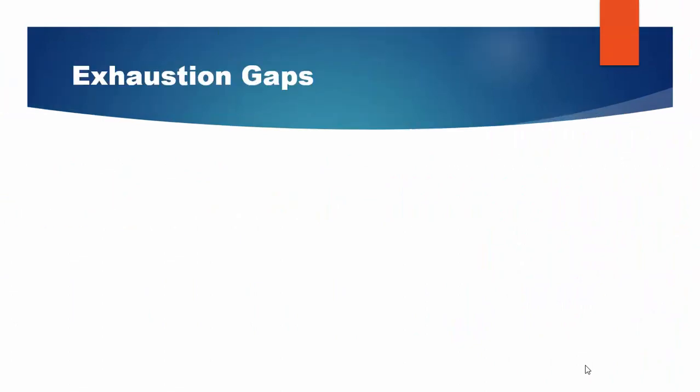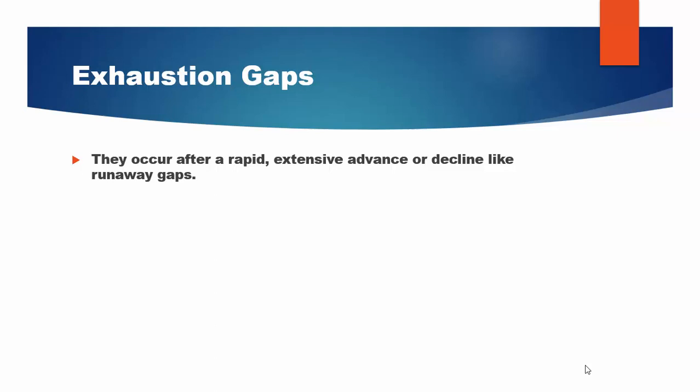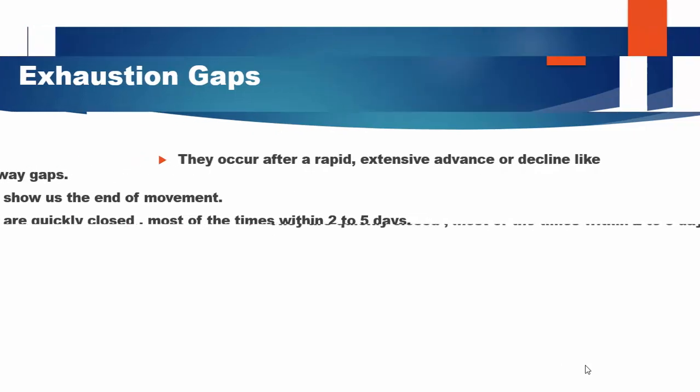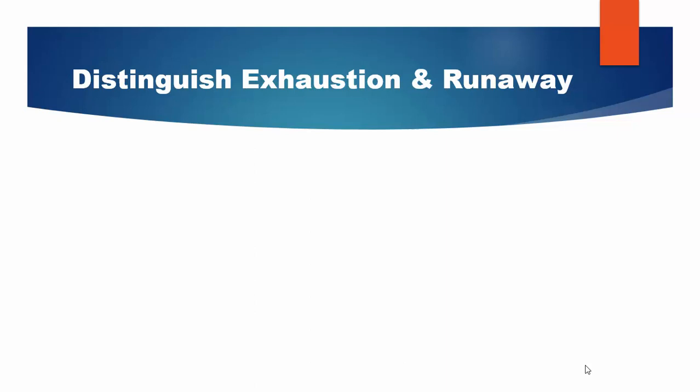Just like runaway gaps, they occur after a rapid, extensive advance or decline, but they do not show us continuation in trend. They show us the end of the movement. So it is important to know the differences. Exhaustion gaps are quickly closed, most of them within 2 to 5 days. Unfortunately, distinguishing an exhaustion gap from a runaway gap cannot happen immediately when one of them develops. Here are some rules which can help recognize each one.